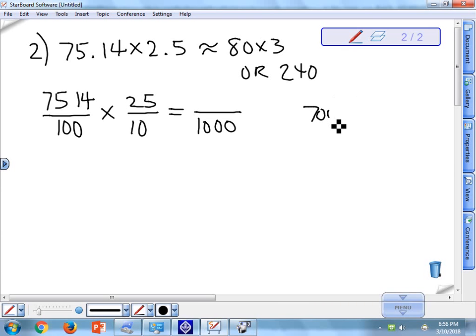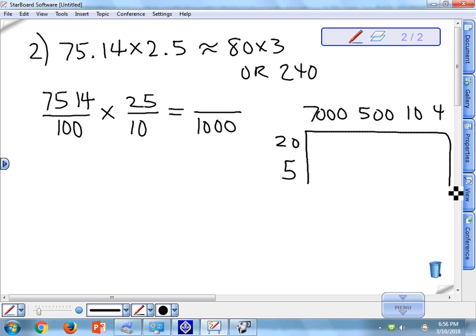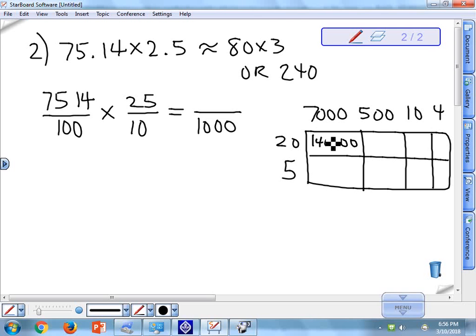So I have 7,514, and I'm going to multiply that by 25. And I need to draw my grid, so I do so. And I'm going to go ahead and section it up. 7 times 2 is 14, then I add the 4 zeros that come from the 7,000 and the 20. 2 times 5 is 10. I add the 3 zeros that come from the 20 and the 500.